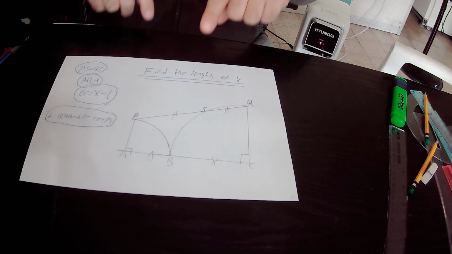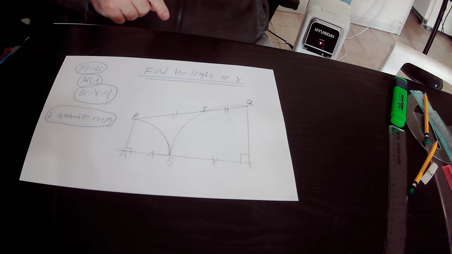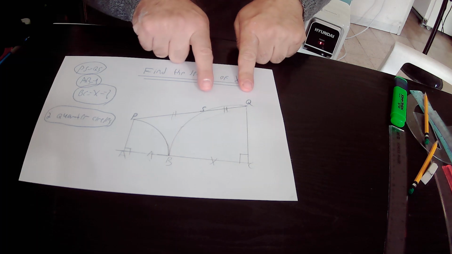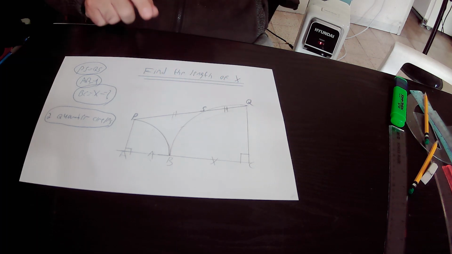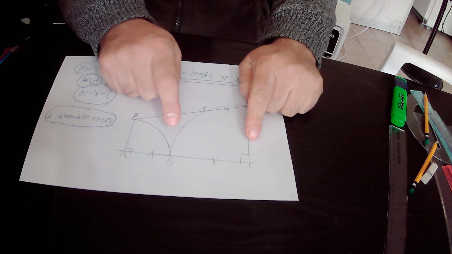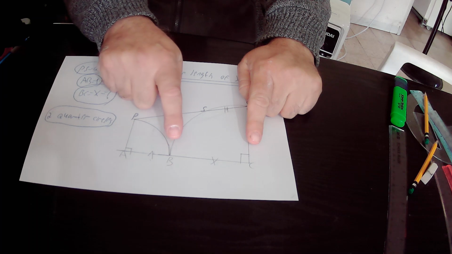We also know that line segment AB equals 1 unit in its length, and line segment QS equals line segment SP. And our mission is to find out the length of this line segment BC that is equal to X.